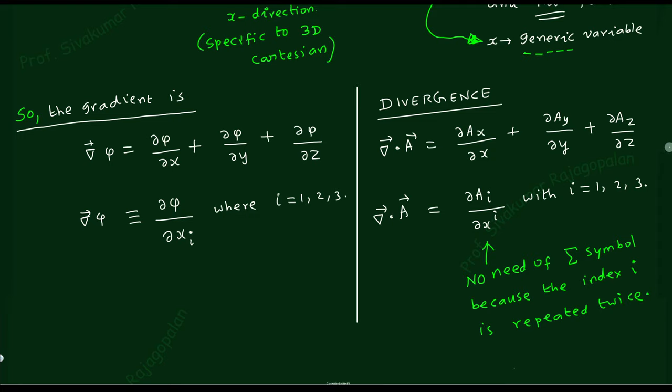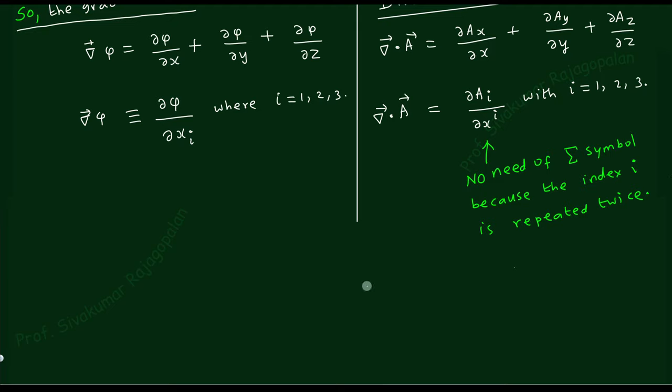So the concept of index is also clear, and the summation is also implied. But there is a point to be noted here that I will write down. The index should not repeat three times. One time it can repeat, no problem. Two times, okay. But three times, no. So that is what I'm trying to say.